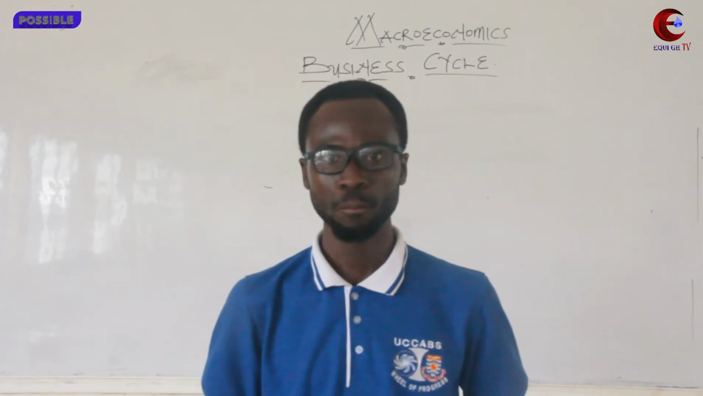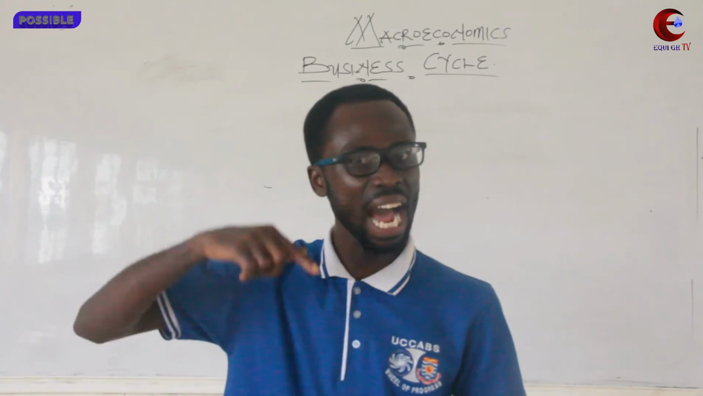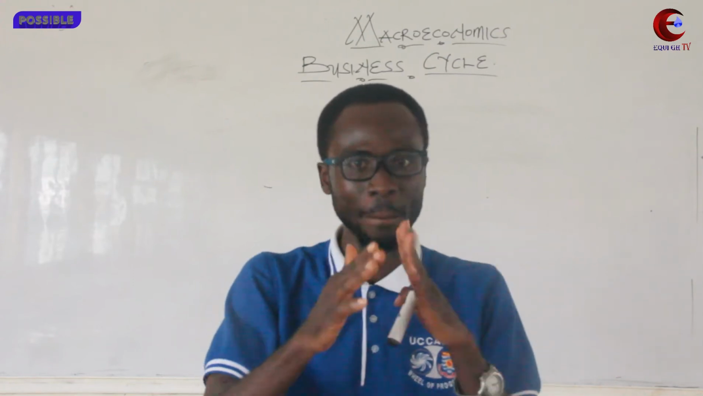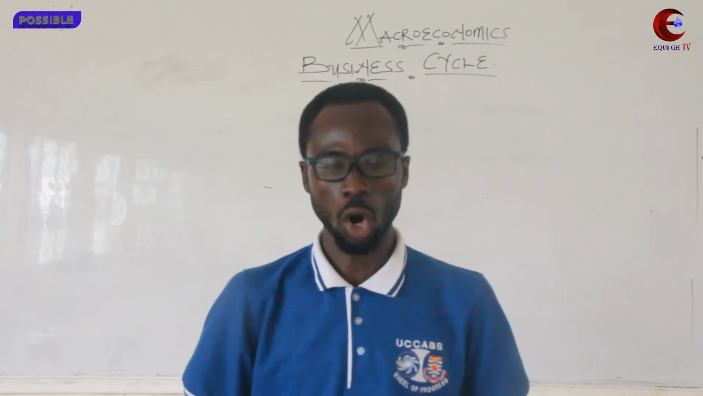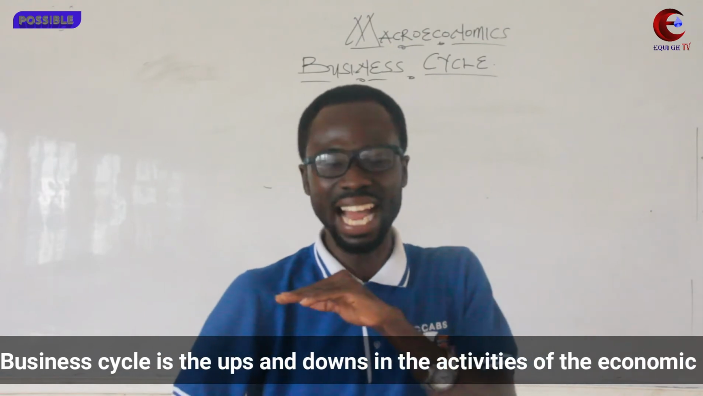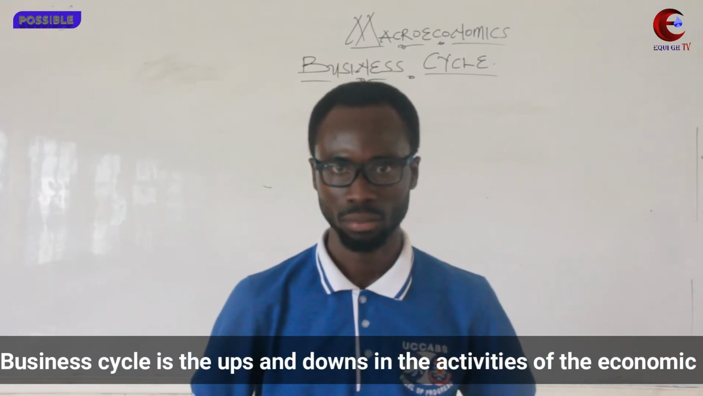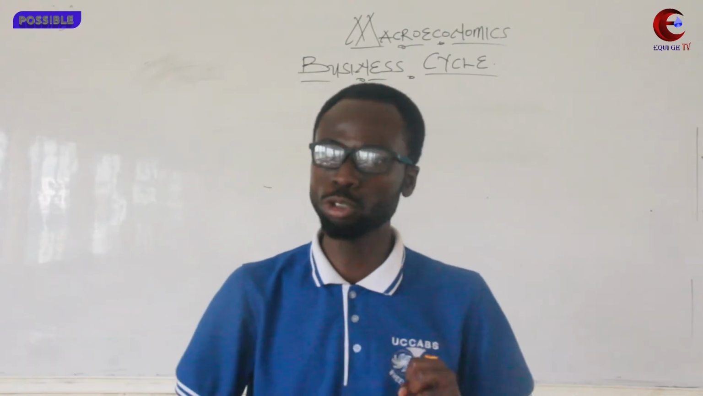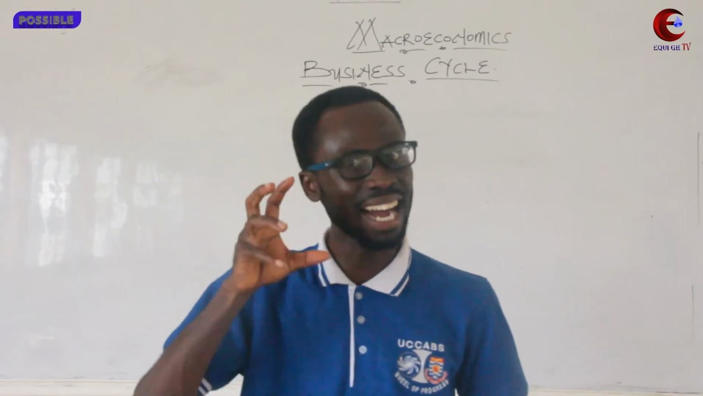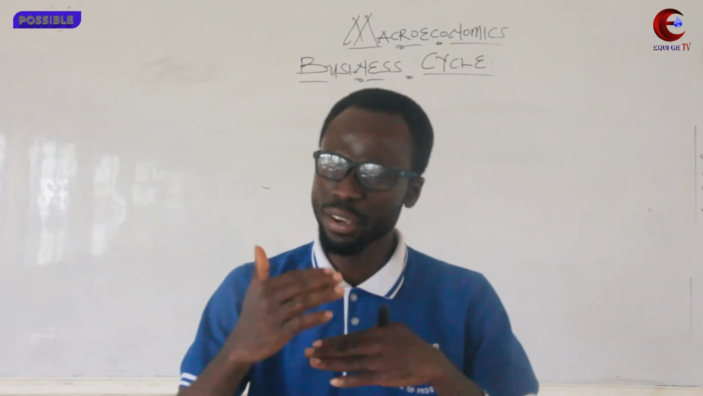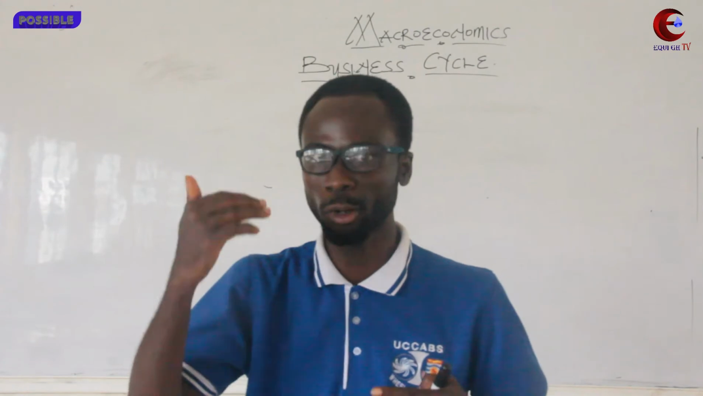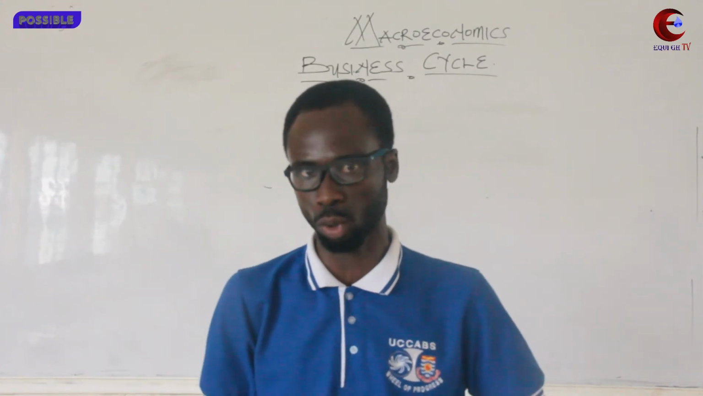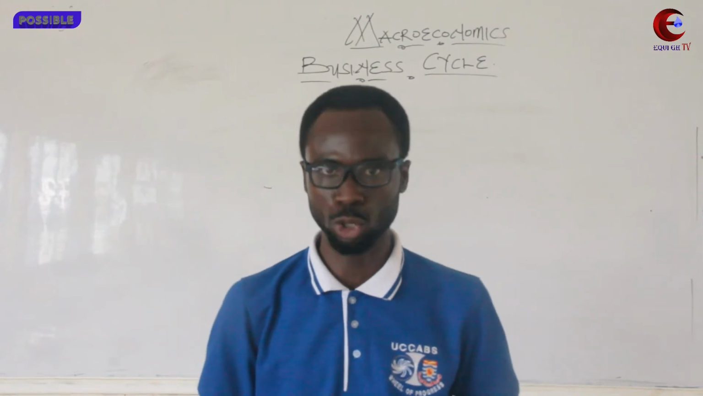Putting it differently, the business cycle is the ups and the downs in economic performance, or the ups and downs in the activities of the economy. So that is basically what the business cycle means: the ups and downs, or the fluctuation, that occurs in the aggregate activities of the economy. I'm giving you a lot of definitions. That is the business fluctuation.